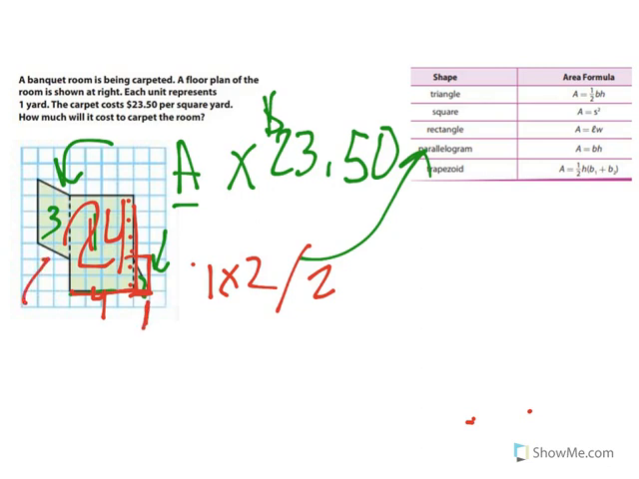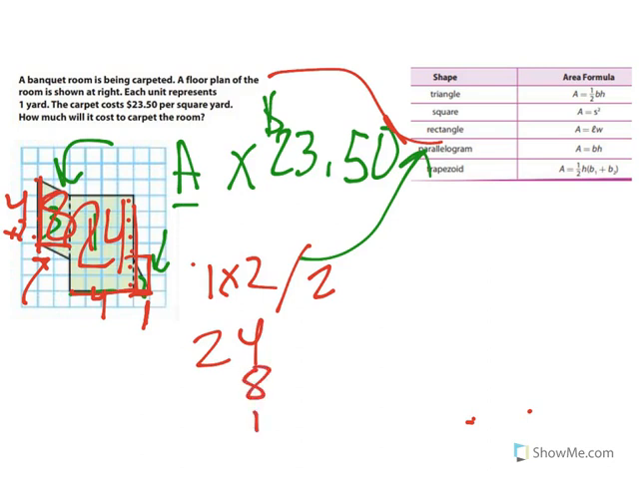And then lastly here, to use the parallelogram formula, we have area equals base times height, right? So our base would be this. We have 1, 2, 3, 4, and then our height would be 1, 2 there. So that would be 4 times 2, that is 8. So add our 3 numbers together, 24 plus 8 plus 1, so that's 33 square yards.